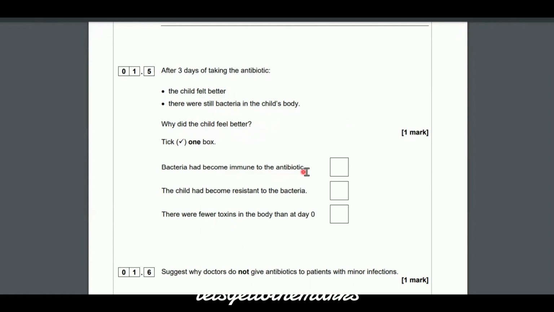Bacteria had become immune to the antibiotic. The child had become resistant to the bacteria. There were fewer toxins in the body than at day zero. So, why did the child feel better?